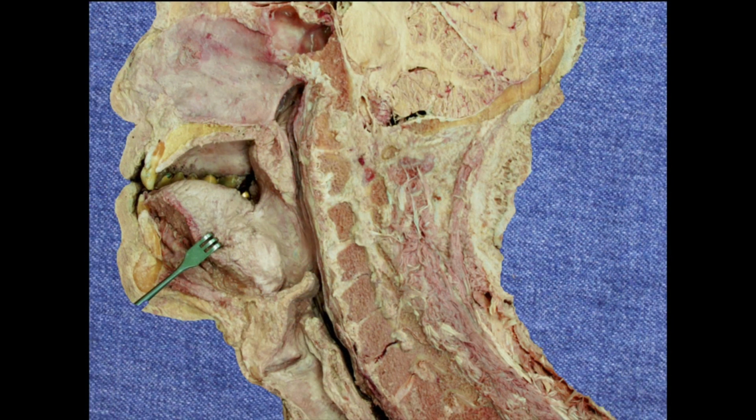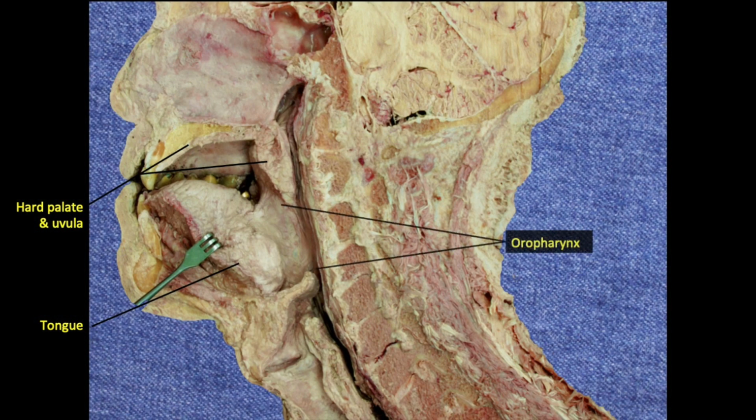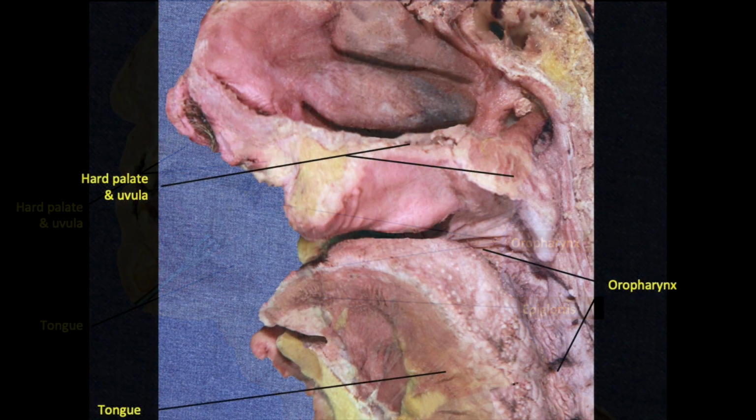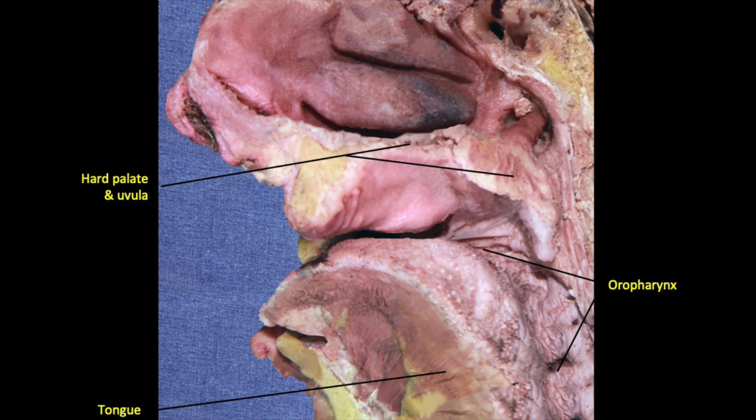We now move to a different cadaver to explore the oropharynx. As before, let's start by labeling structures and regions we're already familiar with. The tongue, the hard palate and the soft palate, the uvula, the oropharynx, and the epiglottis. Now, let's focus our attention on the oropharynx. And here we see the oropharynx up close.